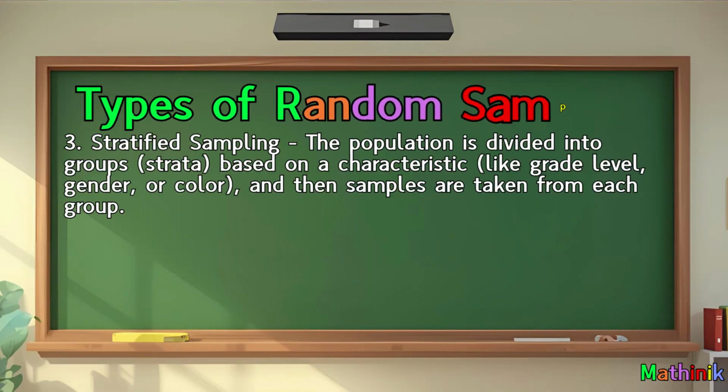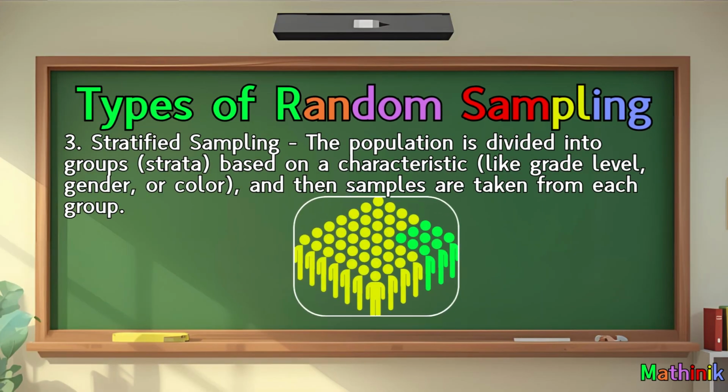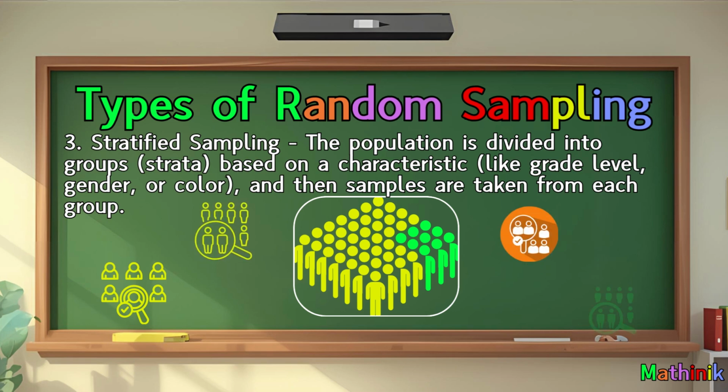Now, we have stratified sampling. This one is super smart. We divide the population into smaller groups called strata based on shared characteristics, like gender, grade level, or age. Then we randomly pick samples from each group. This way, everyone's represented fairly.